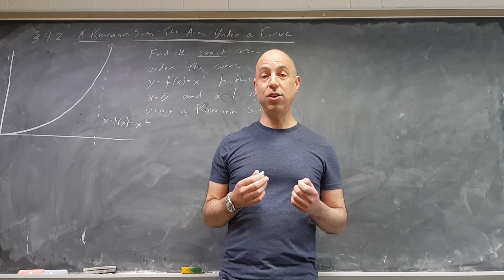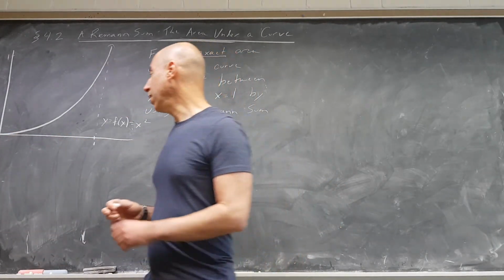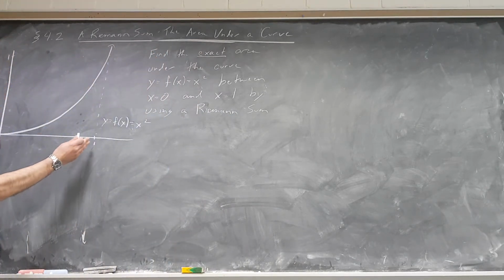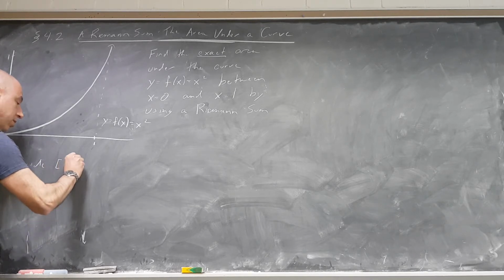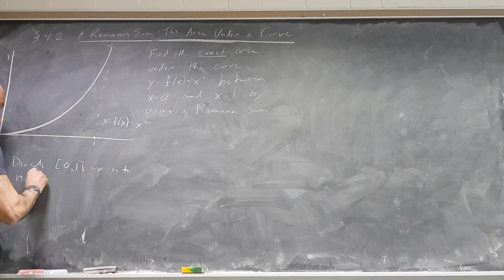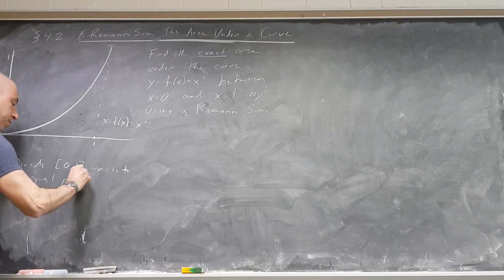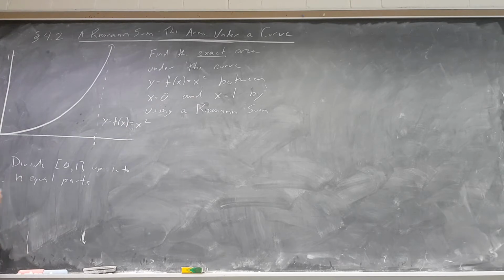So the first thing I want to do is divide the interval up into n equal parts. So if I take the interval 0, 1 and divide it up into n equal parts, because we're going from x equals 0 to x equals 1. I'm not specifying what n is, it's just an arbitrary number. So the first dividing line is going to be 1 over n.